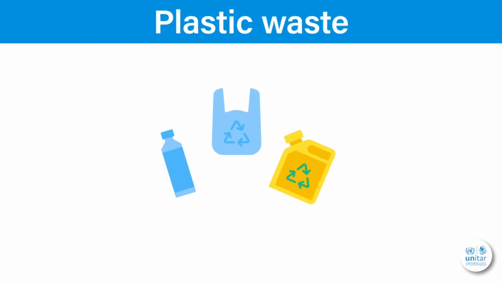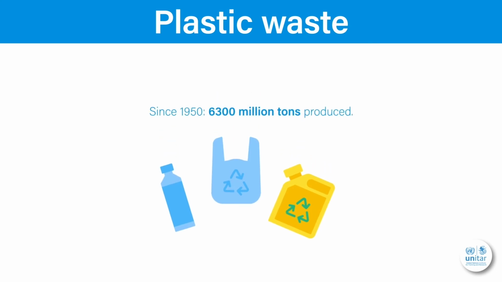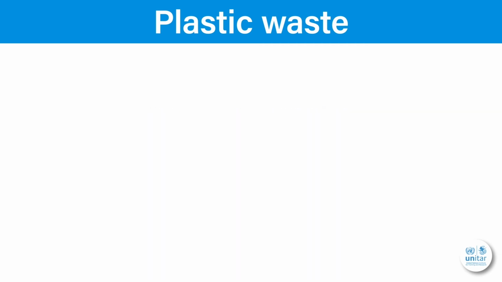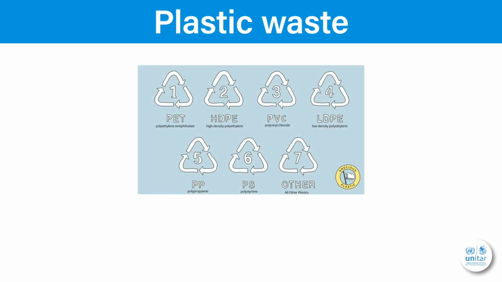Now let's move on to plastic waste. Plastics account for a very large proportion of the waste we produce and represent one of the waste fractions with the lowest recycling rate. Since the 1950s, when plastics first appeared, we have produced approximately 6,300 million tons of plastic. Plastic is a term used to define different types of polymers, which are generally divided into 7 categories: PET, HDPE, PVC, LDPE, PP, PS, and more.